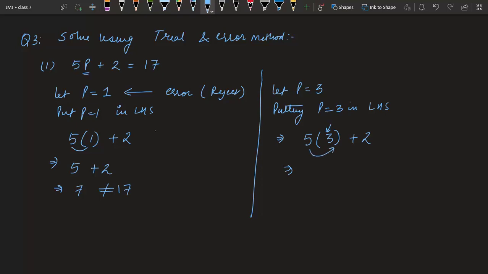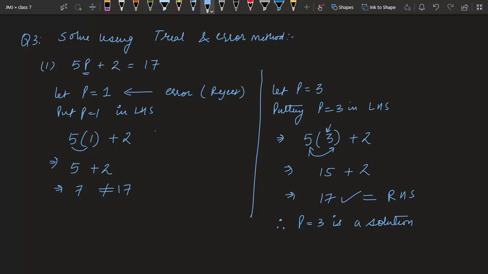So 5 into 3 is 15, plus sign is there and 2 is there. 15 plus 2 is 17, and we can see it is equal to the right hand side. So this trial is the correct one. Therefore p equal to 3 is a solution to the given equation.